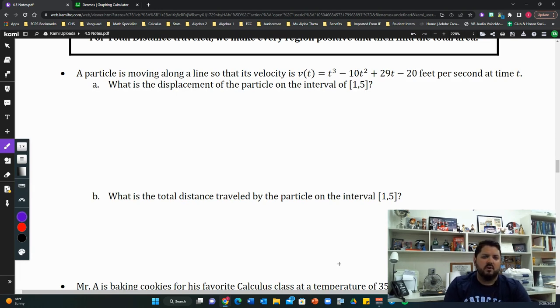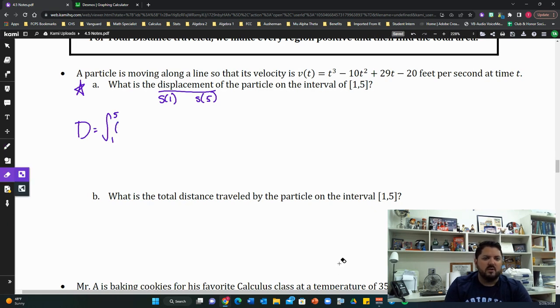So this is the easy one. Displacement's always easier because it's straightforward. If I want displacement, I just want to know what is the difference between the position at the beginning and the position at the end. So to get that, I need to integrate. So displacement, I'm just going to call that d for right now, would be equal to the integral from 1 to 5 of my velocity function.